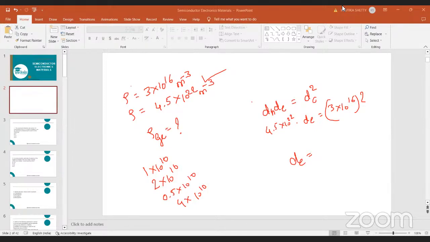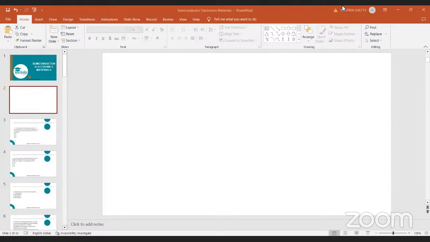Then the last question for today's class. Which of the following semiconducting devices is used as a voltage regulator? Options: laser diode, Zener diode, solar cell, photodiode. So this is a 2017 question. Yes, it is Zener diode. So option B, Zener diode is correct.